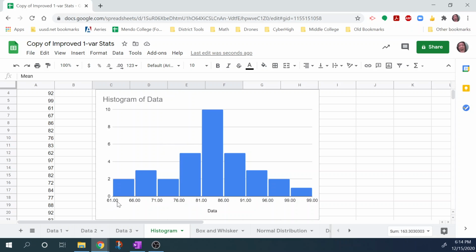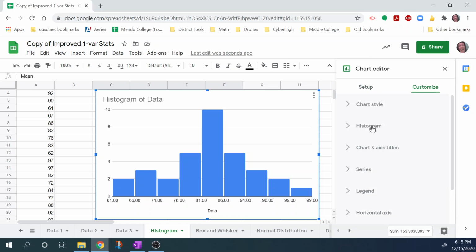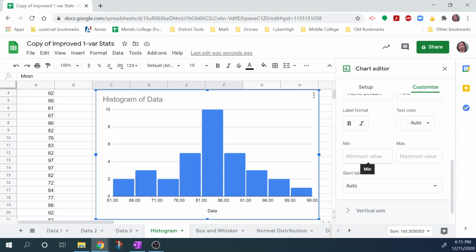So what I'm going to do is take a look here. Let's think about where it goes. It goes from 61 to 66. I don't want it to start at 61. Let's see, can I get it to start? Let's go to the horizontal axis, minimum value. How about you just start me at 60? Is that doable?